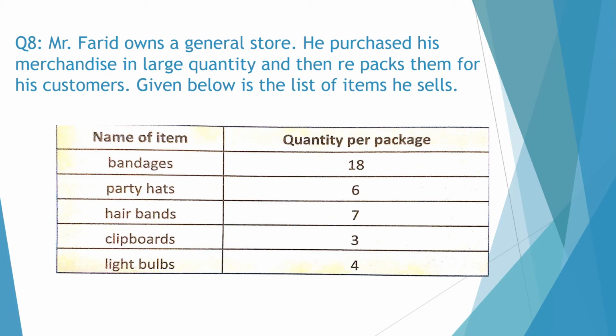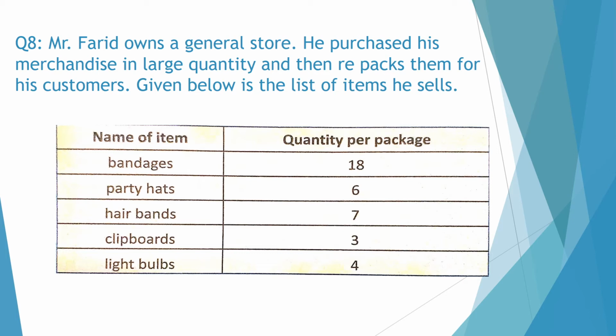Question number 8. Mr. Farid owns a general store. He purchased his merchandise in large quantity and then repacks them for his customers. Given below is the list of items he sells. Now, we got the concept that Mr. Farid has a general store and he purchases things in a large quantity and then repacks them according to the customers of his shop.